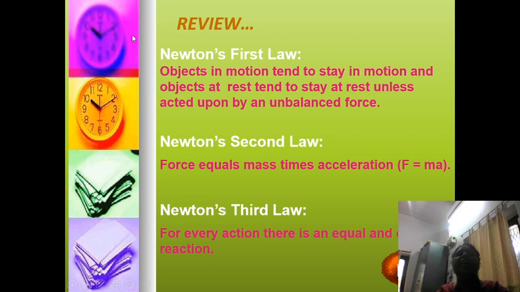Let us rewind what we have learnt in today's topic. The first one is Newton's first law, that is, objects in motion tend to stay in motion and objects at rest tend to stay at rest unless acted upon by an unbalanced force. In the same way, Newton's second law, that is force equals mass times acceleration, F is equal to ma. And also Newton's third law, that is for every action there is an equal and opposite reaction. With this we complete today's session.